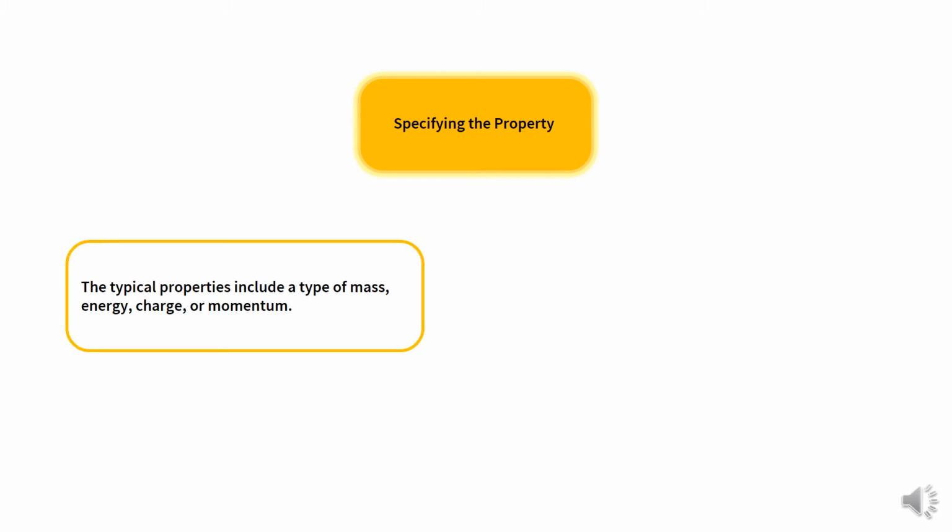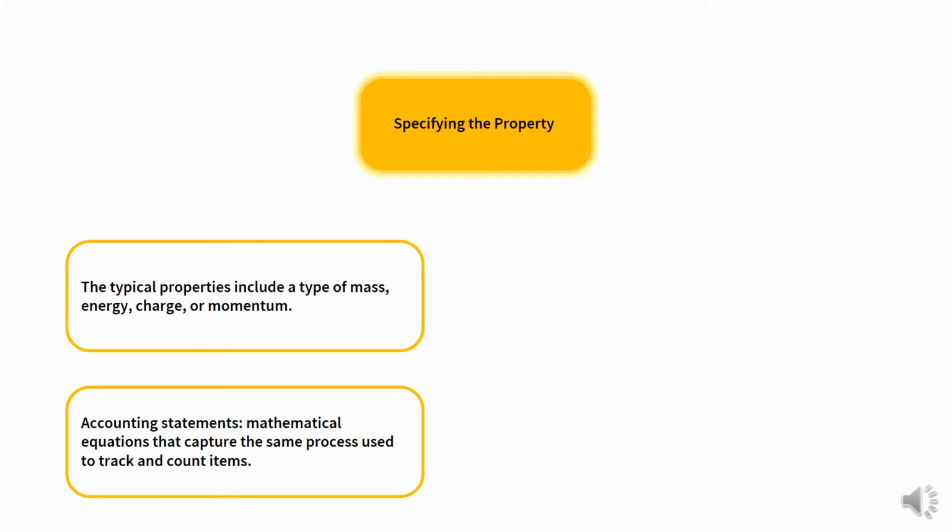And now we will learn about the first step, specifying the properties. The first step in setting up an accounting or conservation statement is to specify the extensive property. The typical properties can include mass, energy, charge, or momentum. And the accounting statement is the mathematical equation that captures the same process used to track and count items.